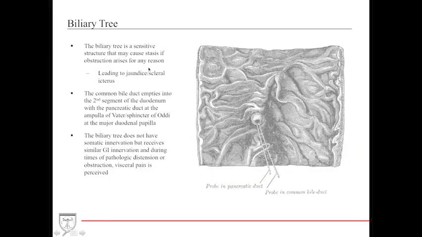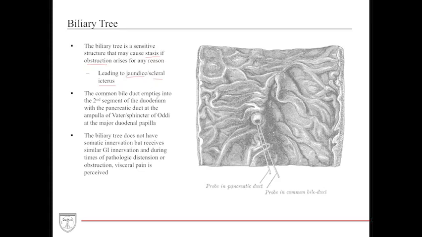So as we mentioned before, with the pancreas being a very sensitive structure, the biliary tree is also a very sensitive structure. And any sort of disruption in the proper function of the biliary tree can cause stasis and eventual obstruction, leading to jaundice and scleral icterus, just being a presentation of jaundice in the eyes.